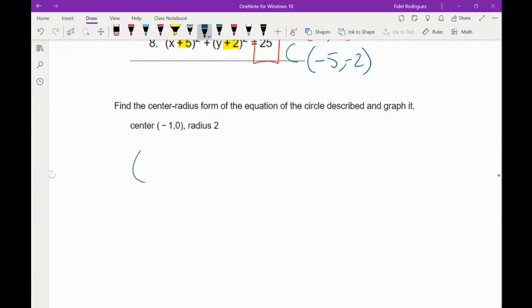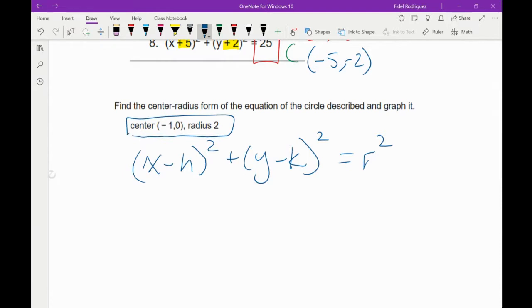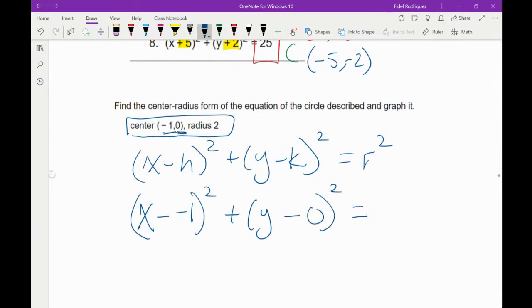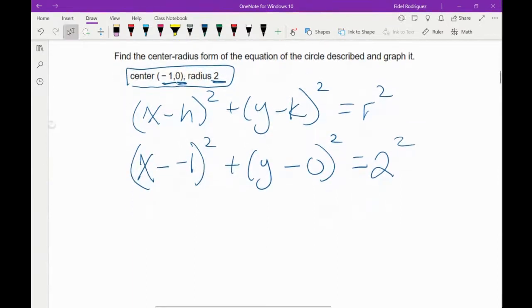I'm looking at (x minus h) squared plus (y minus k) squared equals the radius squared, right? And it's already given me the center of my circle, and we have our radius. So remember what I'm going to do: I'm going to write x minus -1, squared, plus y minus 0, squared, equals, in this case, they gave me 2 again, so we'll stick with 2. It won't always be 2, but that's the problem we came up with.